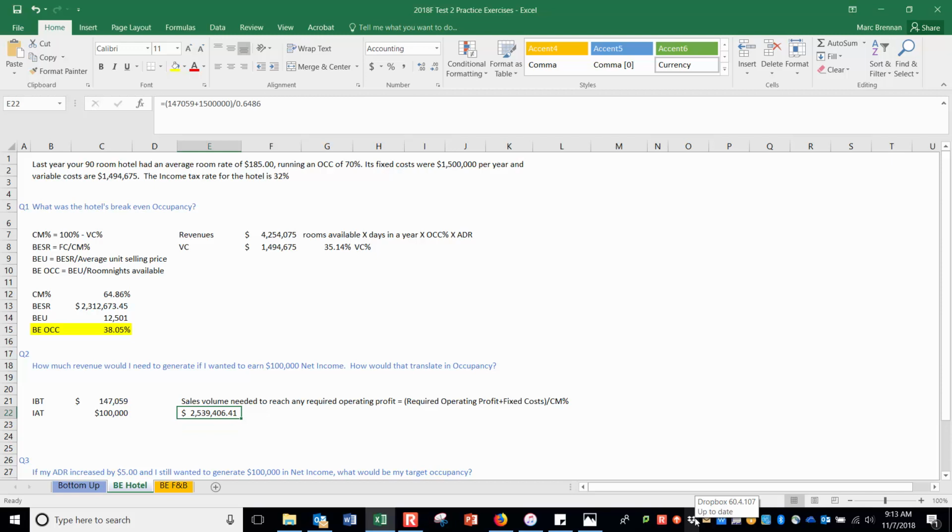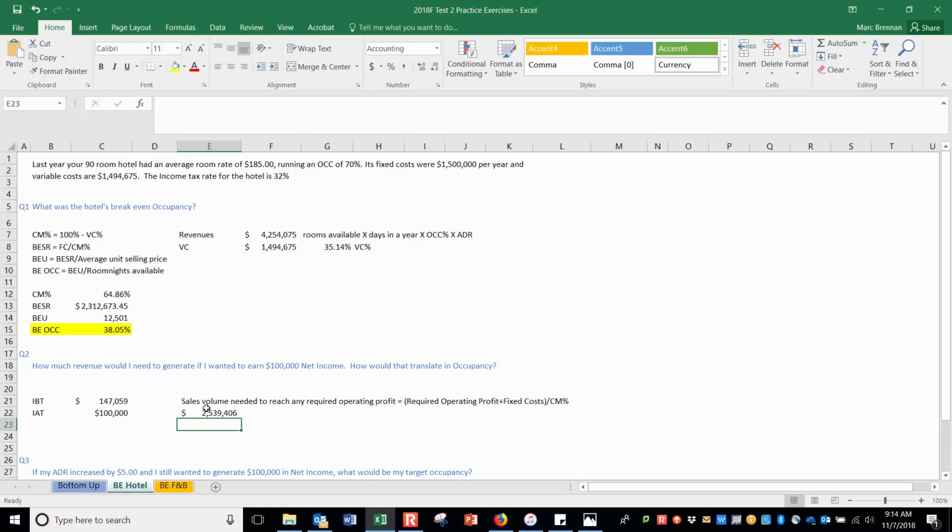So if I want to make $100,000 in net income, I need to have sales of $2,539,406. Get rid of decimals again. Okay. So your solution file, by the way, may be slightly different, and the only reason for that is potentially because if I was using cell referencing in your solution file, I was using all of the decimals. Okay, so I think they're off by less than $200. That's perfectly normal if you're using Excel compared to a calculator.